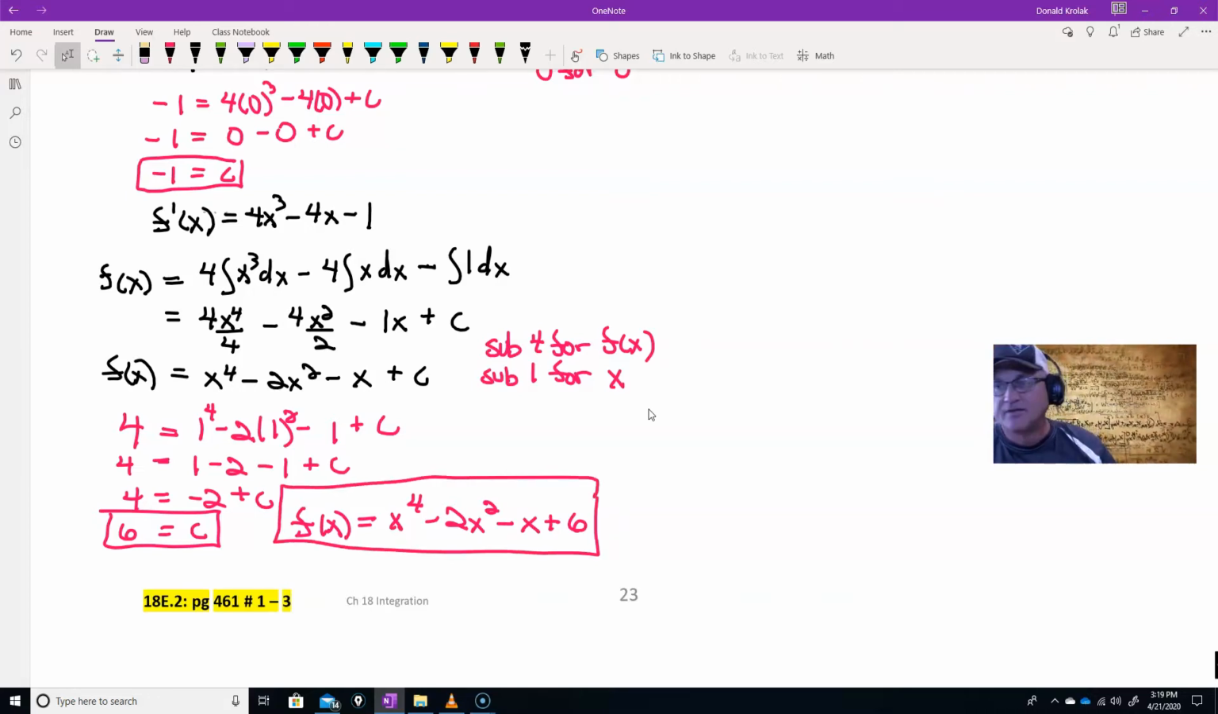And that's how you find the constant of integration. It requires that you know a point on the antiderivative of whatever function you're given.